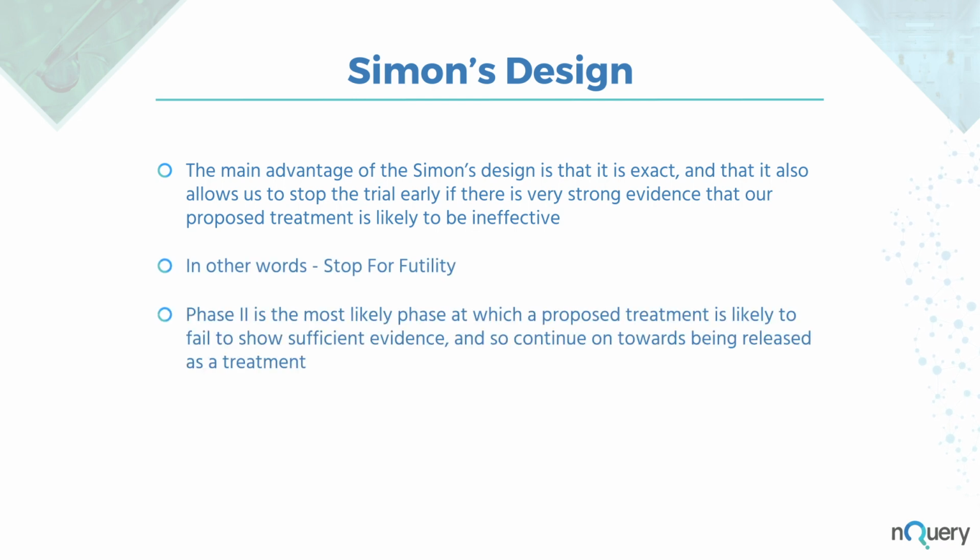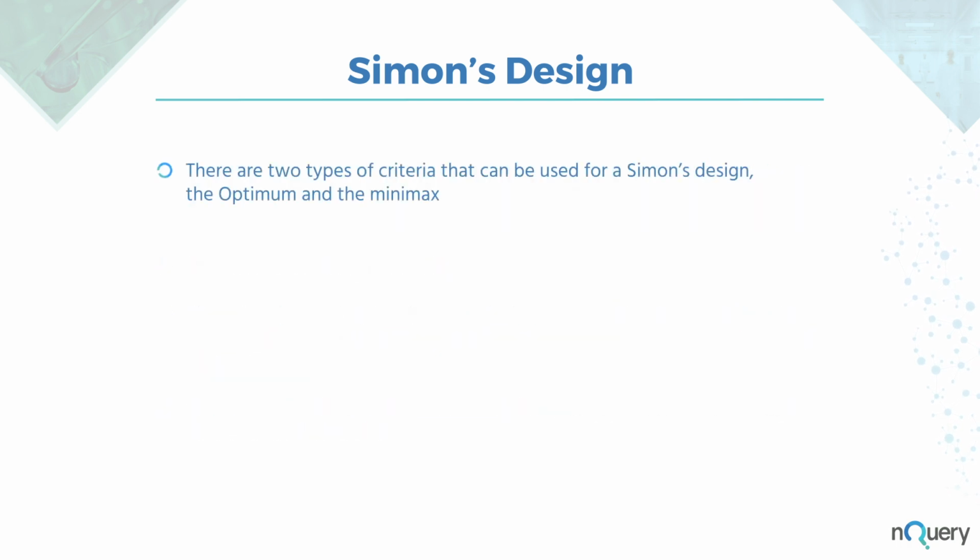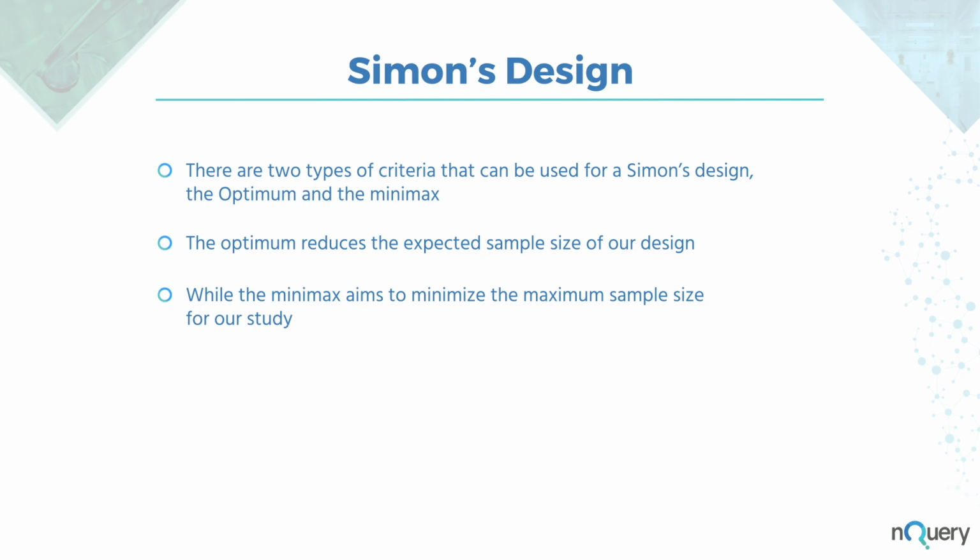Phase 2 is the most likely phase at which a proposed treatment is likely to fail to show sufficient evidence to continue on towards being released as a treatment. And thus the ability to stop a trial early is important to reduce the overall costs of clinical trials at this stage. There are two types of criteria that can be used for a Simon's design: the optimum and the min-max. The optimum reduces the expected sample size of our design, while the min-max ensures us the lowest maximum total sample size for our study.